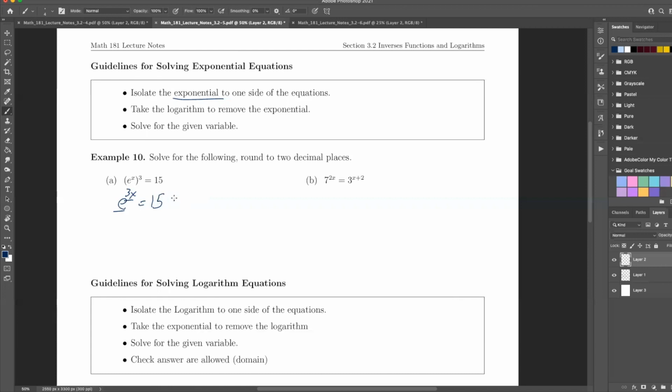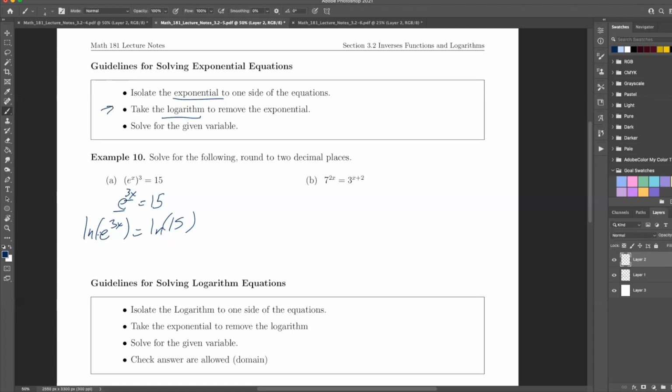To solve it, once we have a base raised to something equals whatever, it doesn't matter what this is, you can then take the logarithm. Taking logs of both sides is a valid function. So here I can take ln of e to the 3x equals ln of 15. By taking the log of both sides, I haven't changed anything. This is a new valid operation you can use in solving equations.